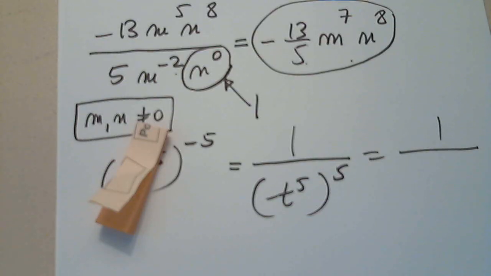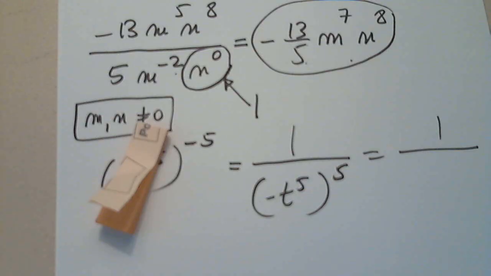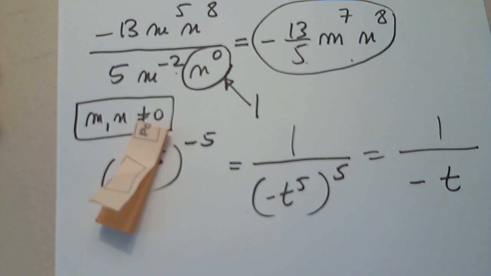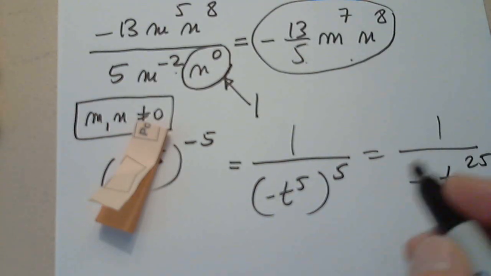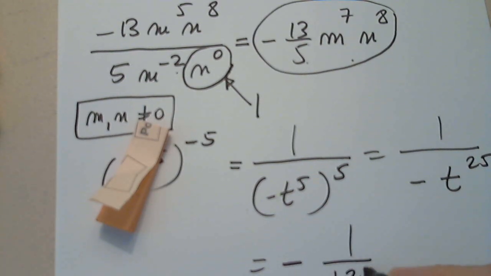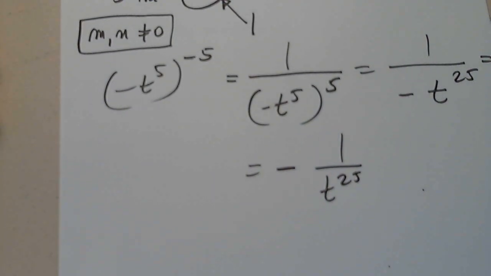So first we have to raise -1 to the 5th power. What do we get? Oh, -5? No. -1? -1? Yes, -1. And then copy the base, and what happens to the exponents? 25? Multiply it. A positive over negative is negative. 1 over t to the 25th. Any questions on this?